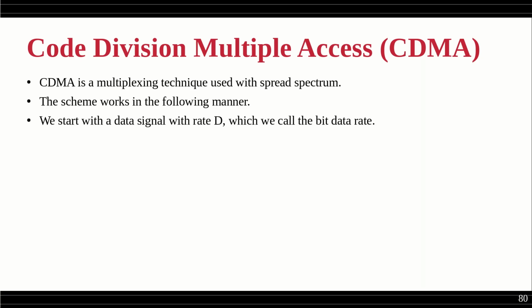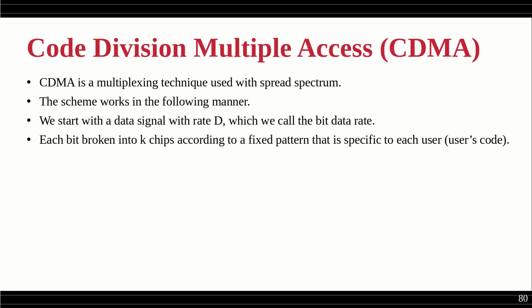We start with a data signal with a rate, say D bits per second, which we call the bit data rate of the input. Each bit is now broken into k chips according to a fixed pattern that is specific to the particular user who is trying to send the information. We already saw that we use a pseudo random number generator to generate a spreading code, and using that spreading code we do an XOR operation. As a result, the particular bit is broken into k chips, where k is the length of the spreading code generated by the user who is communicating.